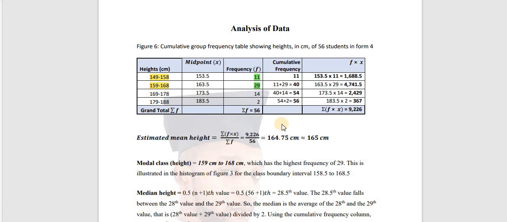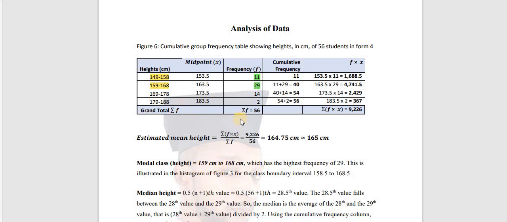And the median height, what's the median though? Median is the middle. So if I were to put these numbers down, like 153.5 11 times, put 163.5 29 times, and so forth, and then find which value is in the middle, that will be my median. But because I don't have the individual values, I have the class, we're trying to find which class interval the median occurs in.